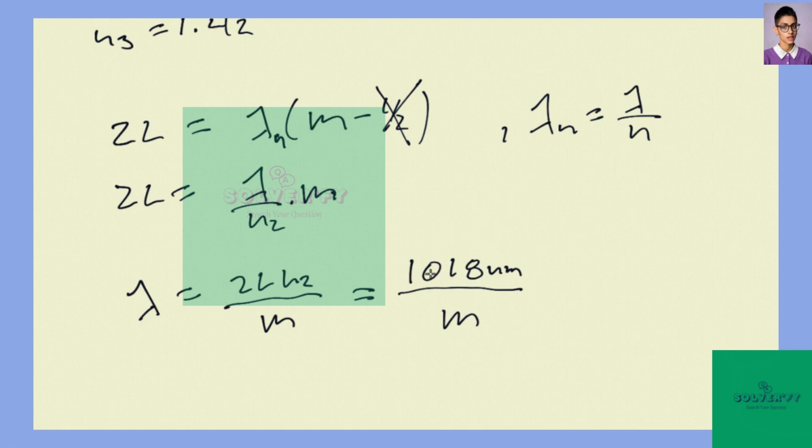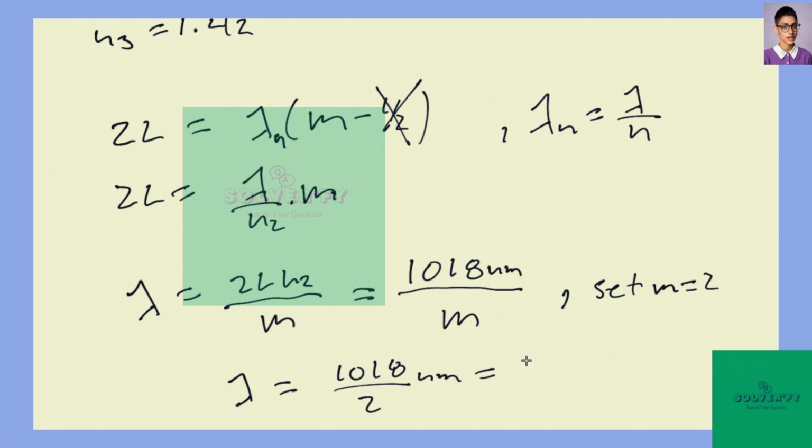Well, the visible spectrum is from about 400 to 700 nanometers. So this is not in the visible spectrum, but if we divide this by 2, if we set m equals 2. So m equals 1 will give us 1018, so that's outside the visible spectrum. M equals 2, well, this is going to be about 500. That's in the visible spectrum. So set m equals 2, and we get that lambda equals 1018 nanometers divided by 2, which is 509 nanometers.